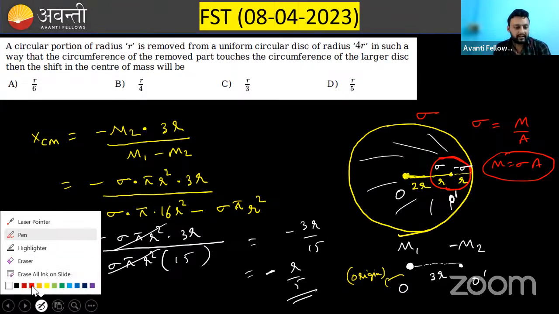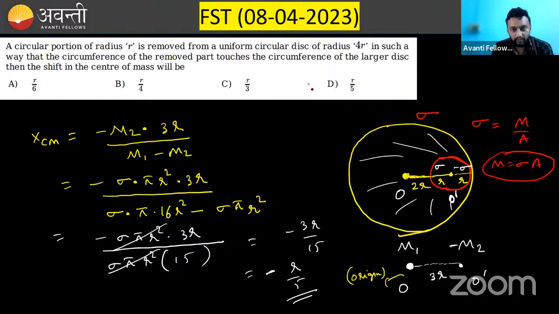So which option is correct? R by 5 is option number D. Very good.